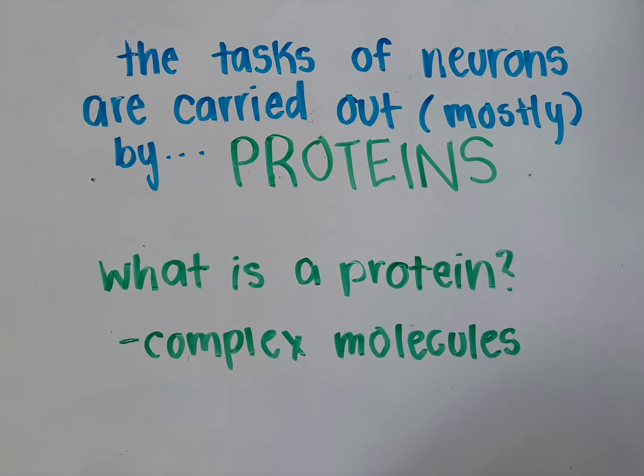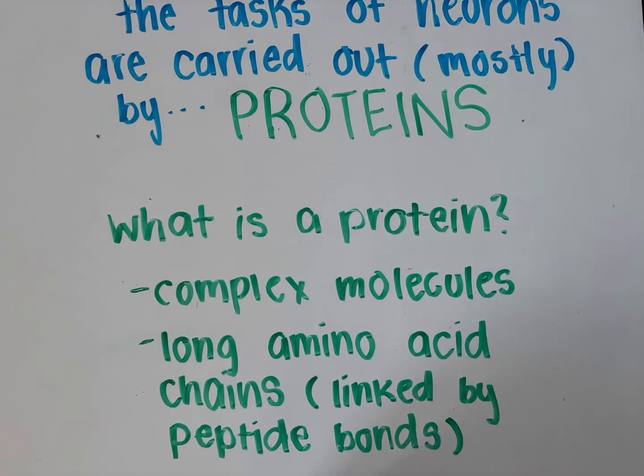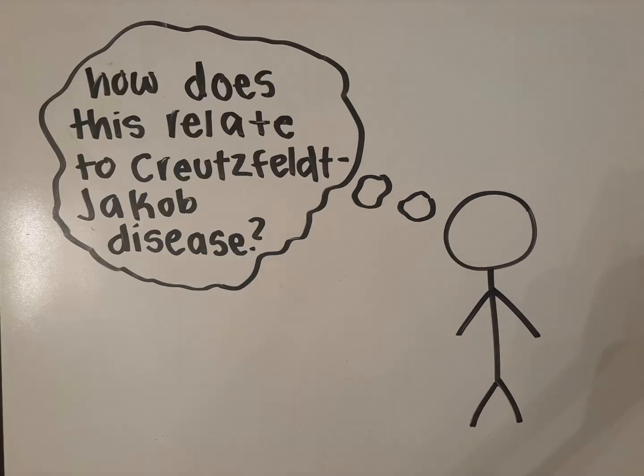Proteins are complex molecules made up of long amino acid chains, which are linked by peptide bonds. They're also highly folded, almost like origami. This is going to be important for later. Well, you might be asking, how does this all relate to Creutzfeldt-Jakob disease?